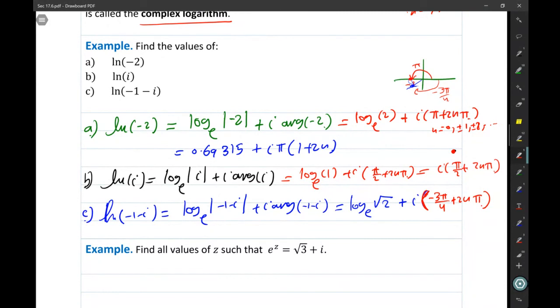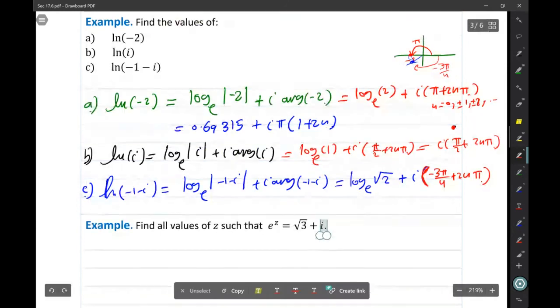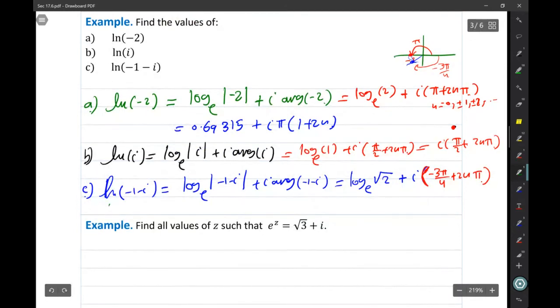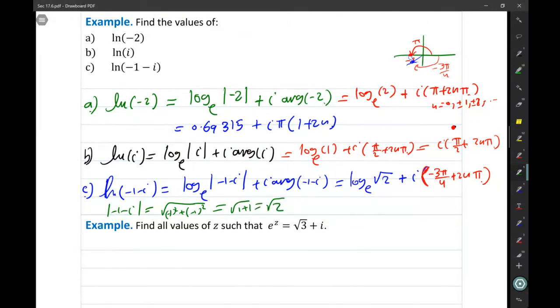Doctor, here how do we get the square root of 2 in the log? From where did you get it? Here, the absolute value of -1 minus i equals the square root of (-1) squared plus (-1) squared, which is the square root of 1 plus 1, the square root of 2. Okay. All right.